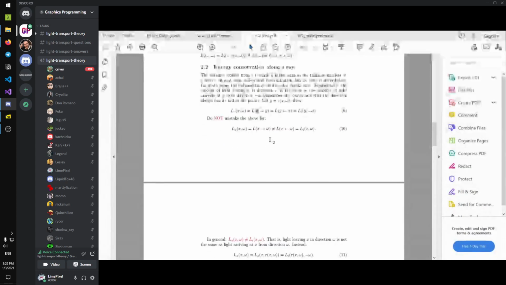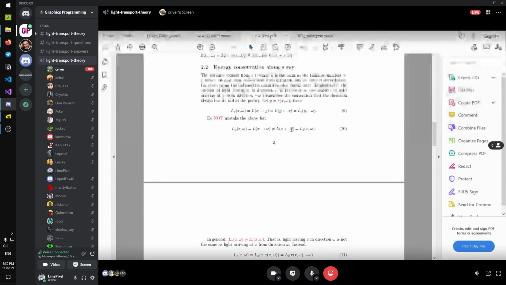You should not make the mistake of confusing this equality with this equality here, which would mean that the light leaving x in direction omega is equal to the light arriving at x from direction omega, which is not true. So the light leaving x in some direction doesn't have to be equal to the light arriving at x from the same direction. Is that clear?